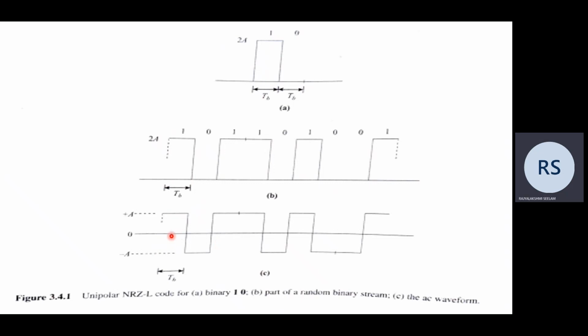And here this is the alternate current waveform, with levels minus a and plus a. For 1 it is plus a, and for 0 it is minus a, then 1, again 1, for 0, again 1, 0, 0, 1. So this is the alternate current waveform.